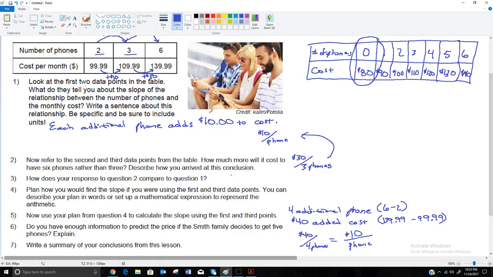So it says, write a summary of your conclusions. Our conclusion is that we would pay $80 plus $10 per phone.